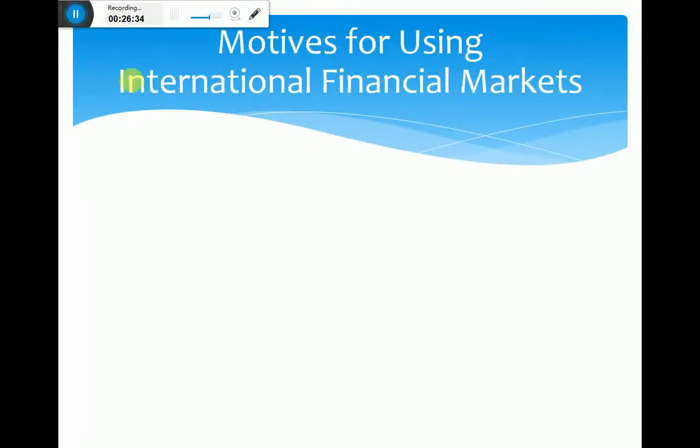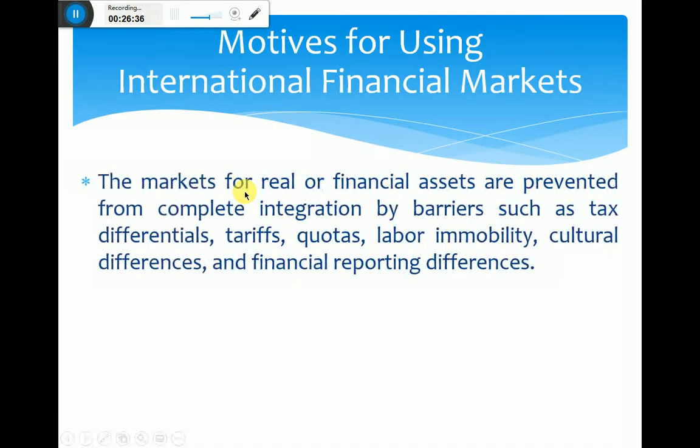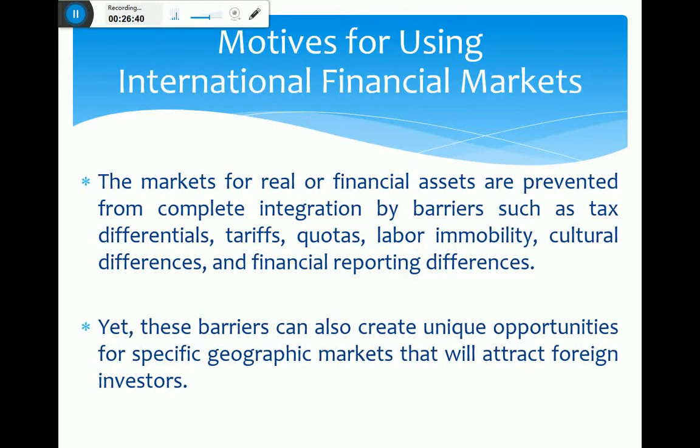Okay. Now, motives for using international financial markets. The question is, why do multinational corporations use international financial markets? What urges them to use these markets? The markets for real or financial assets are prevented from complete integration by barriers such as tax differences, tariff differences, quotas, labor mobility, cultural differences, and financial reporting differences.